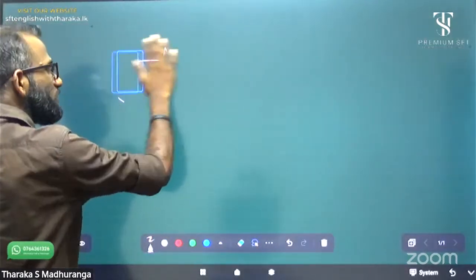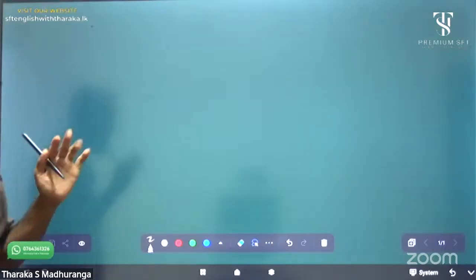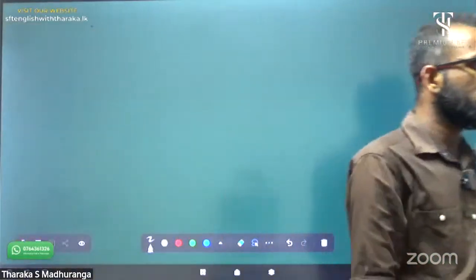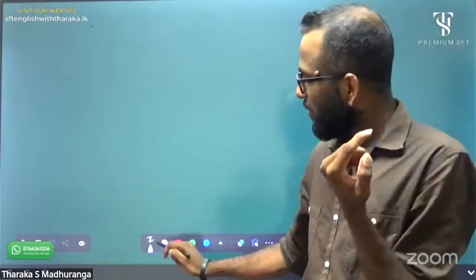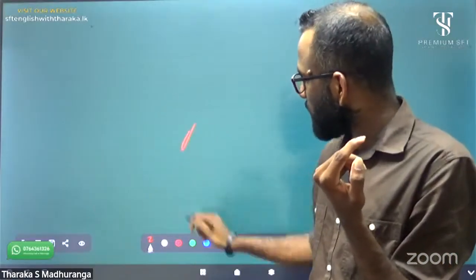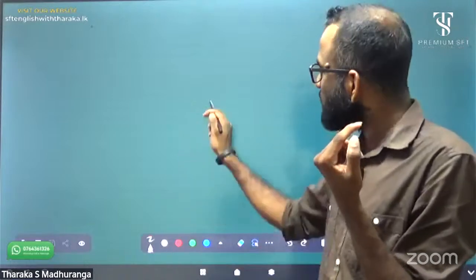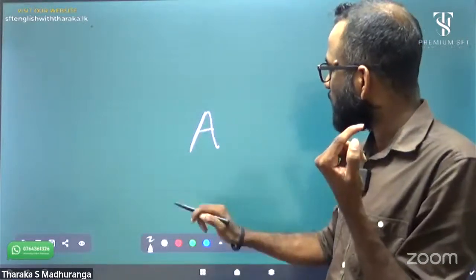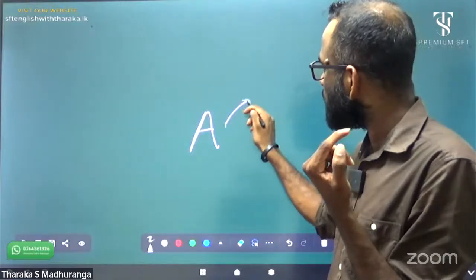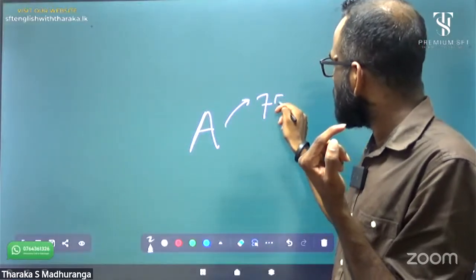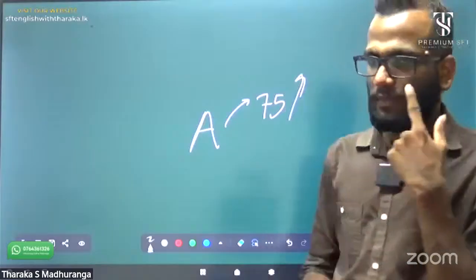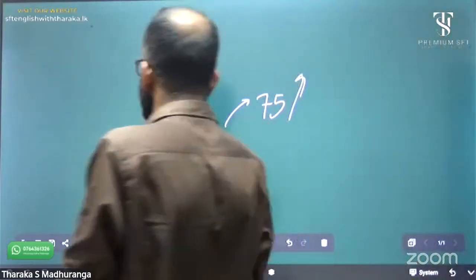If you got more than 75, it's perfect. But you can try to score more than 90. If you got more than 75, you have A plus. A plus means your grade is A level. But if you got more than 75, it's a bonus for your Z value. Z value. Hard.